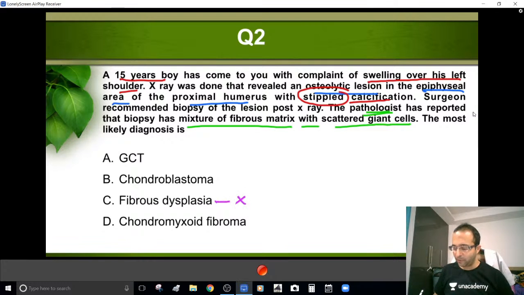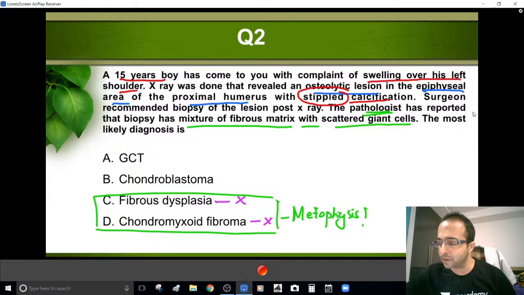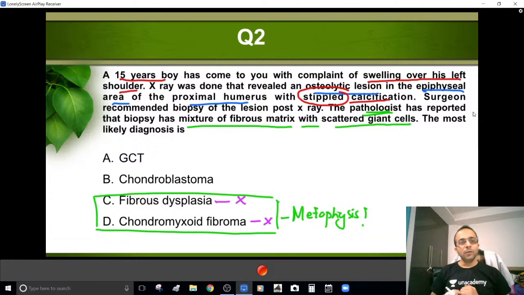So I take out fibrous dysplasia and I take out chondromyxoid fibroma, because classically speaking, these lesions would go into the metaphysis. So they are out. So I'm only left with two options. Either it's a giant cell tumor, there are giant cells, or it's a chondroblastoma. So these two things, they basically remain my possibility. Okay. So how do I decide between the two?